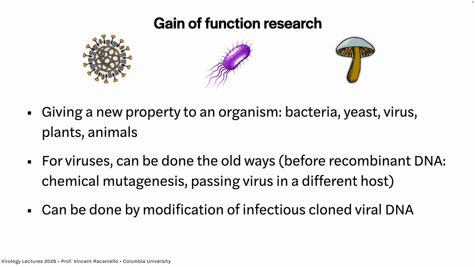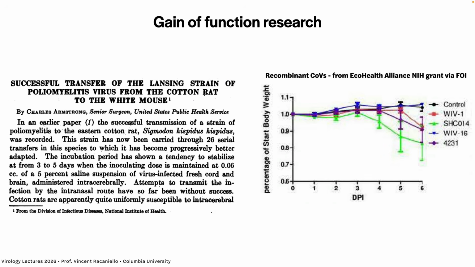For viruses, we can do it by modifying DNA, right, and getting virus after transfection. Or in the old days, we used to passage viruses. Let's say we want to adapt poliovirus to mice. You can pass it from mouse to mouse until you select for a mutant. That's gain of function the old way. So two ways you could do gain of function: the new way by modifying DNAs, or the old way by passaging virus.